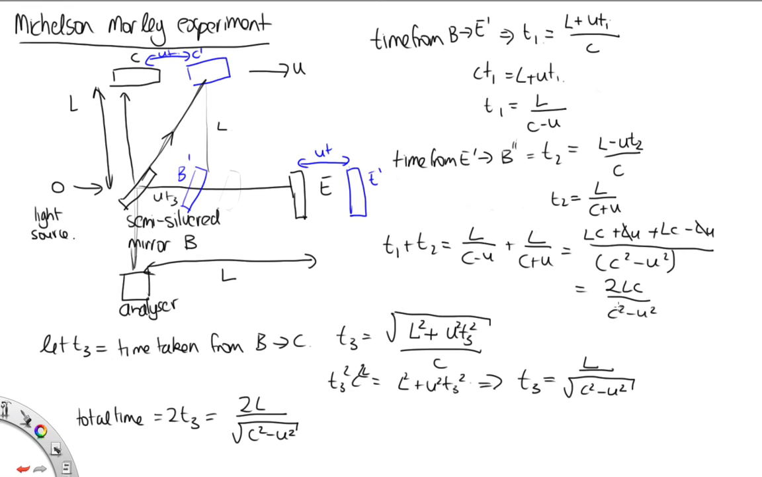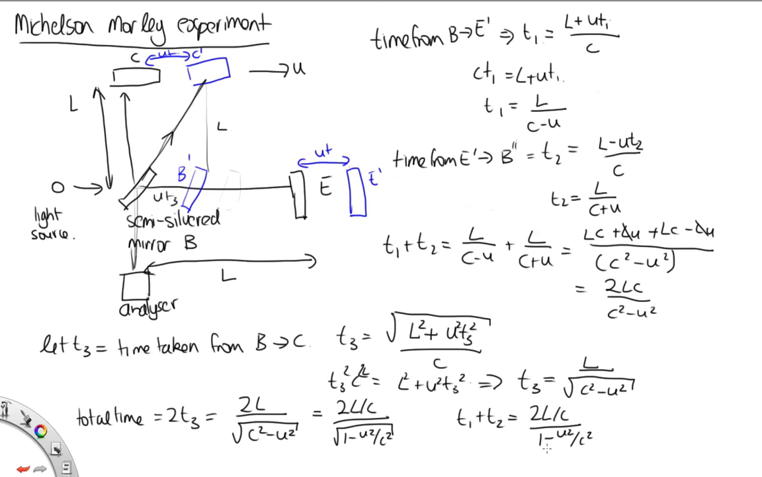Now the interesting result from the experiment is that these two times are not the same. We've got 2L on C squared minus U squared, which if we wanted, we could write as 2L on C over the square root of 1 minus U squared on C squared. And we've got T1 plus T2, the other total time in the arm. We can write this as 2L on C outside of 1 minus U squared on C squared. And these are not the same. They're different because we've got a square root down here and not down here.